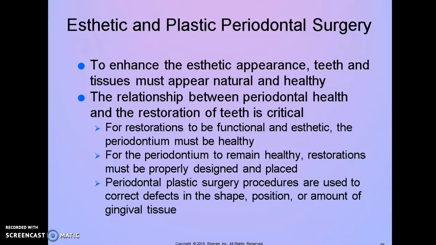There are some types of aesthetic and plastic periodontal surgeries. These are used to enhance the aesthetic appearance of the teeth and the tissues to appear natural and healthy. The relationship between periodontal health and the restoration of the teeth is critical. For restorations to be functional and aesthetic, the periodontium must also be healthy. For the periodontium to remain healthy, restorations must be properly designed and placed. Periodontal plastic surgery procedures are used to correct defects in the shape, the position, or the amount of tissue that the patient has.